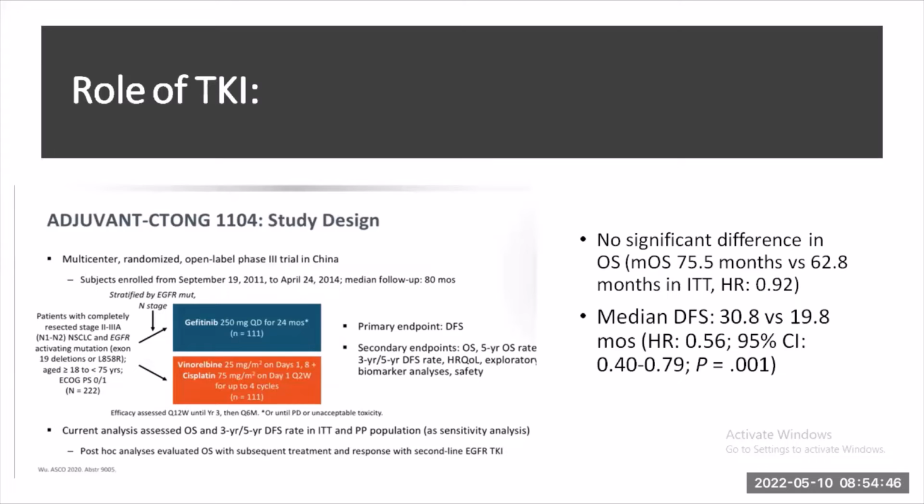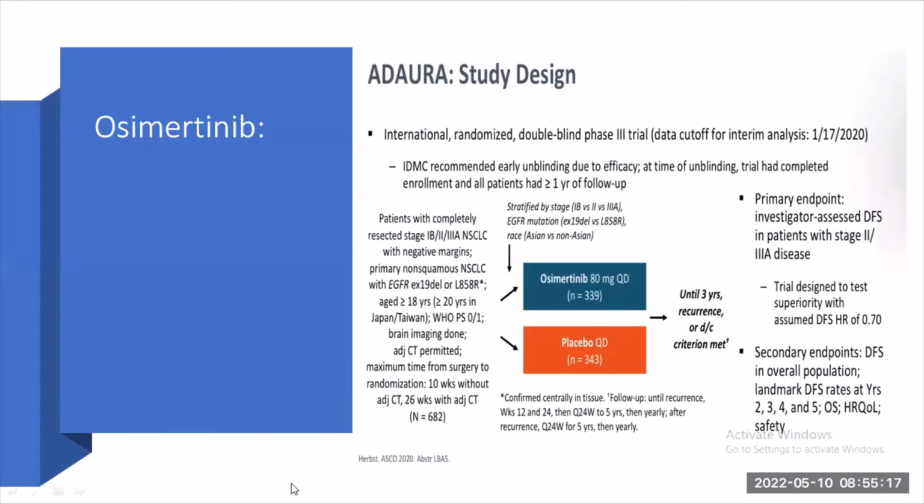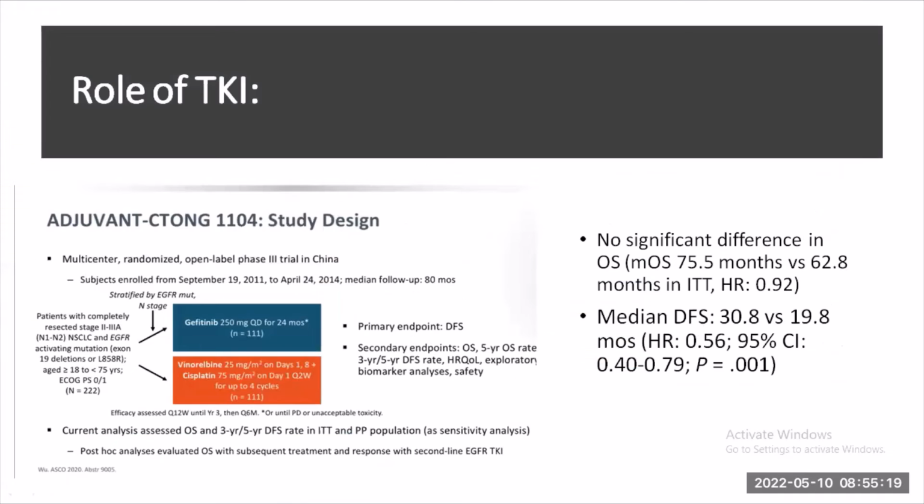of early lung cancer, and that's because of the use of TKIs, and second, because of the use of immunotherapies. If we see the TKI trials, there are multiple trials with first generation TKIs, like one of those is CTONG. Other than that, ADJUVANT, RADIANT, where erlotinib was used. For CTONG, gefitinib was compared with vinorelbine and cisplatin, and the primary endpoint was DFS. So there was no significant difference in OS.